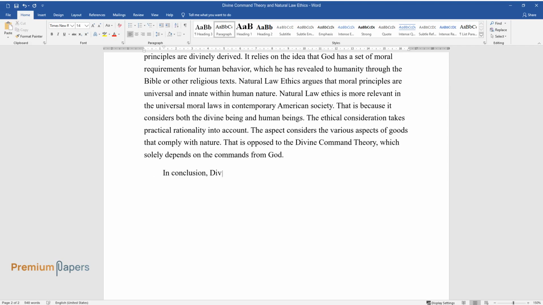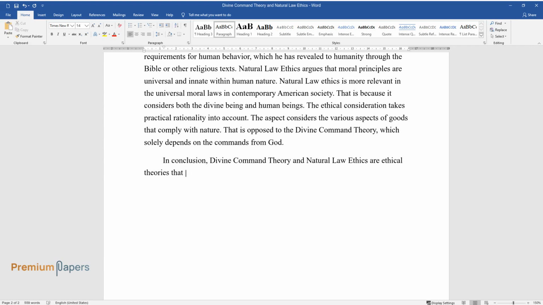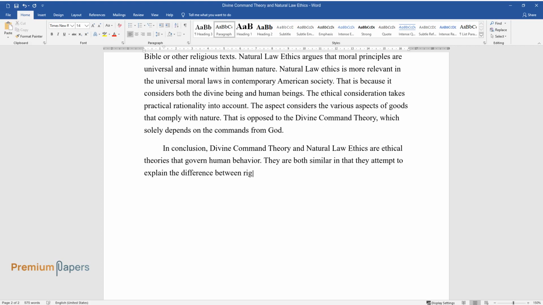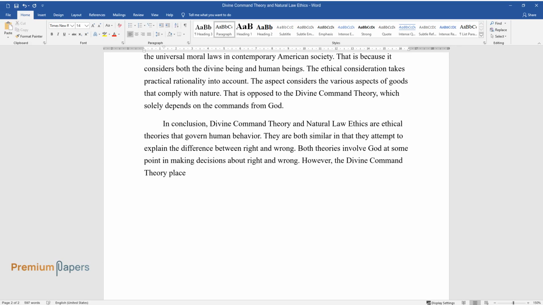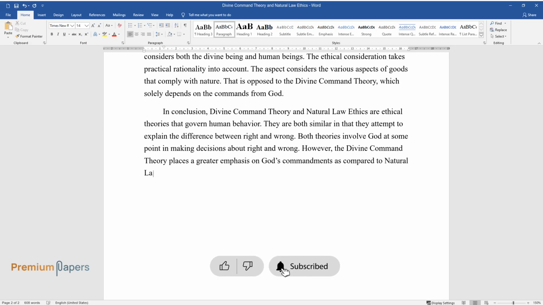In conclusion, divine command theory and natural law ethics are ethical theories that govern human behavior. They are both similar in that they attempt to explain the difference between right and wrong. Both theories involve God at some point in making decisions about right and wrong. However, the divine command theory places a greater emphasis on God's commandments as compared to natural law ethics. As such, the latter is more applicable in contemporary American society.